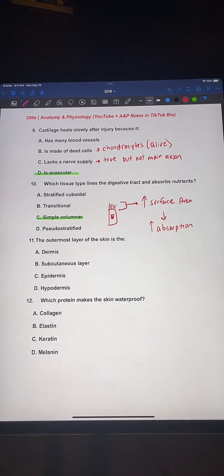Stratified cuboidal, that's pretty rare. It's mostly found in ducts. Transitional, again, is in the bladder, allowing for stretching. Pseudostratified is more in your respiratory tract for secretion.